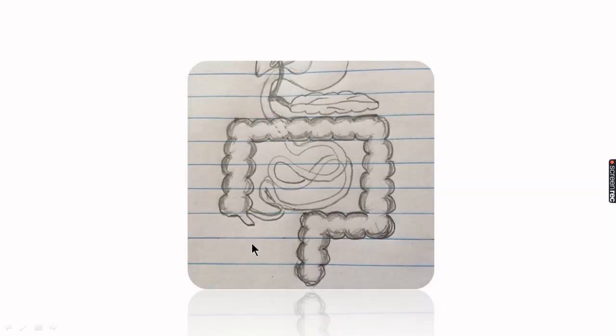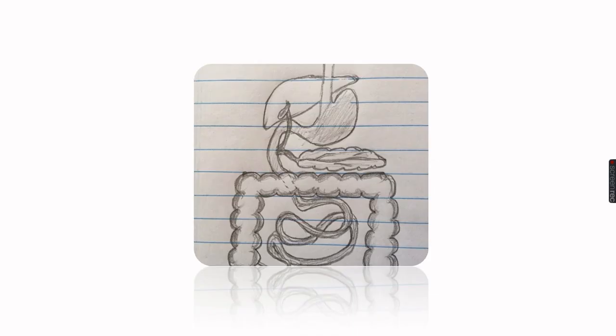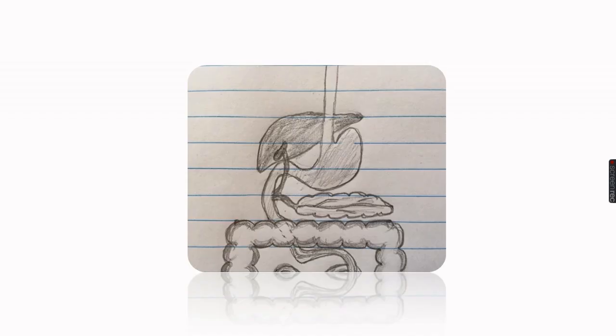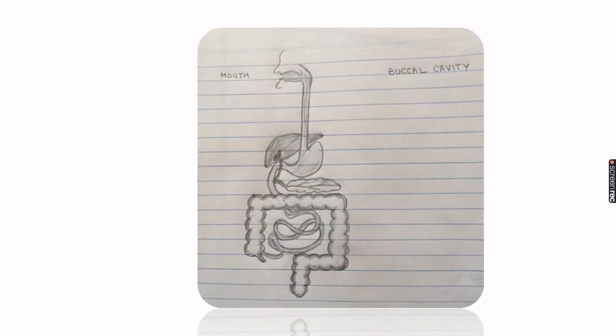After this, I will start with the shading. Now this is the large intestine. I have shaded the sides to make it look prominent. Then I have shaded the small intestine, pancreas, liver, stomach. So all the parts are shaded now, and our diagram is almost complete. Now we need to label the diagram.